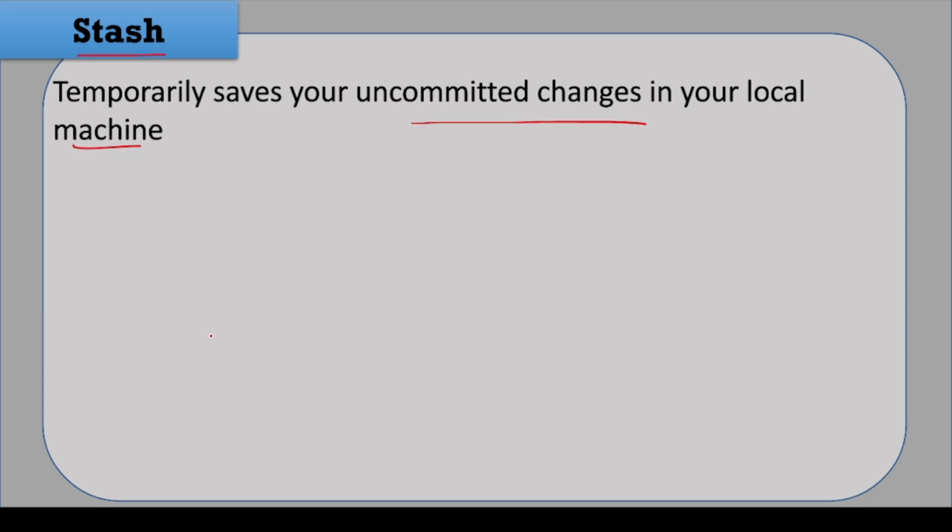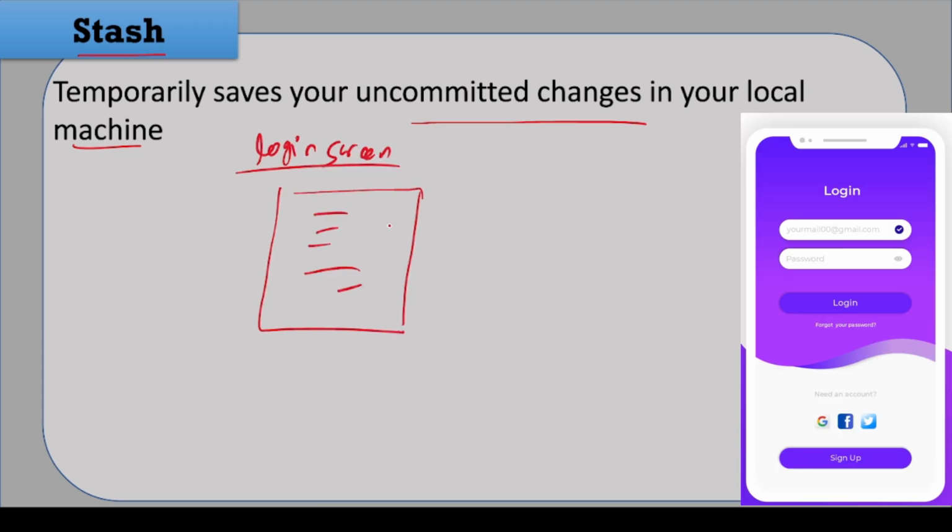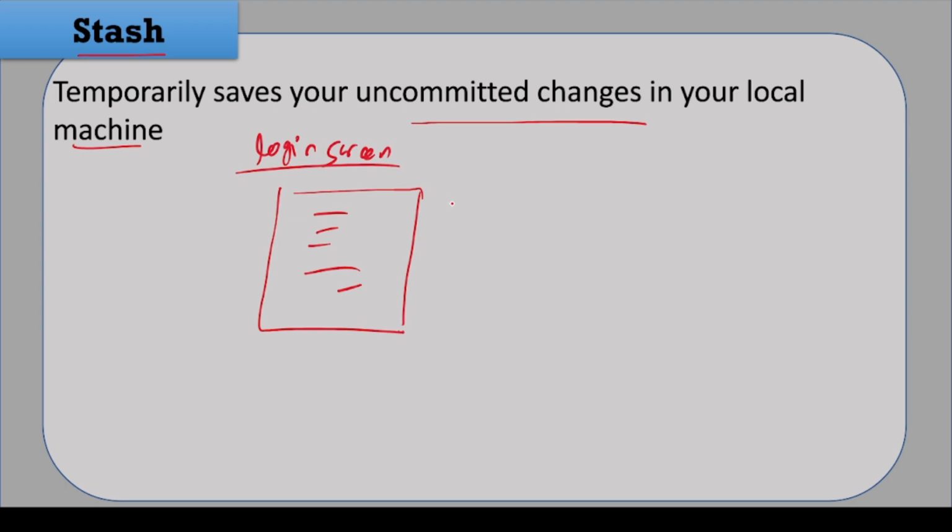Or let's understand with the help of one scenario. Suppose you are working on one of the login screen. This is the login screen. You are working on this login screen. It has not been completed yet, but in the meantime, you have been assigned one high priority bug. That bug is related to payment.